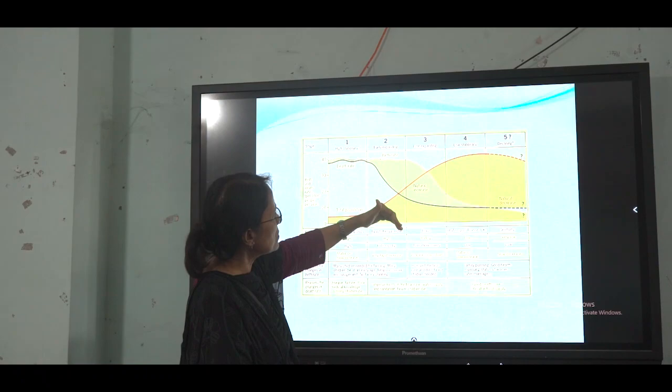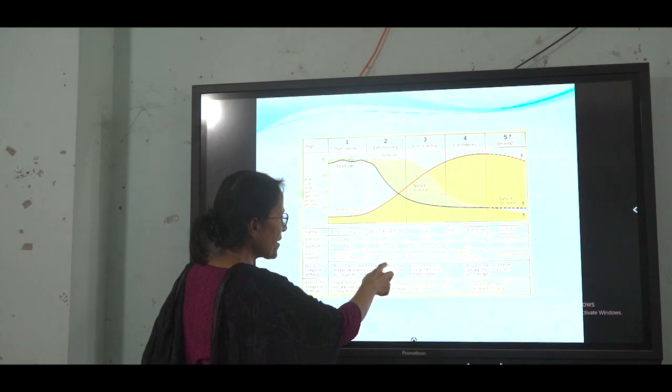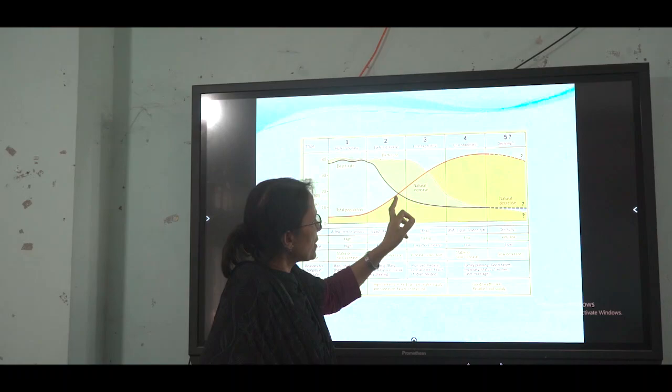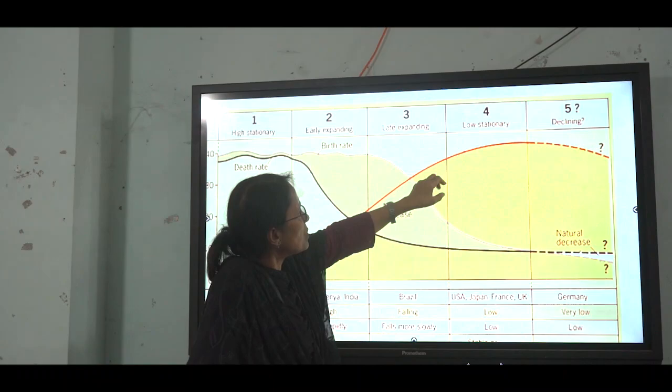This is known as the early expansion. This is the period of early expansion because the birth rate remained almost the same, but the death rate is slackening down, so there is a very rapid increase of the population. Most of the developing countries of the world are found in this stage. But India is just now crossing this stage. Then we can express this as late expanding. This is the natural increase. Kerala is found in this particular position.